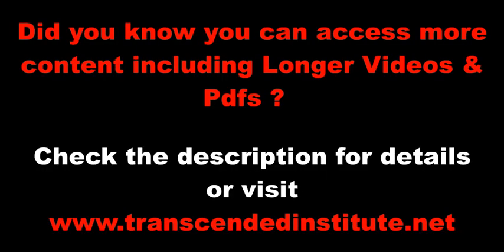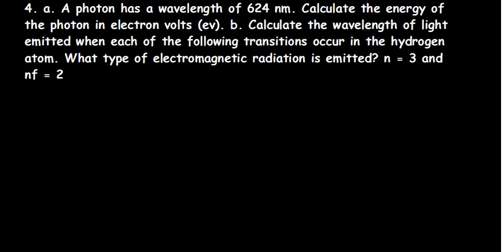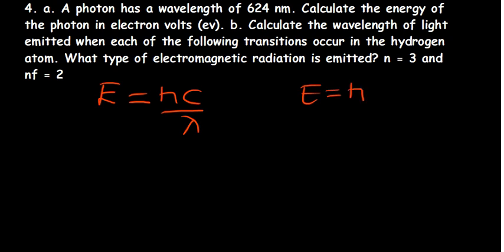Question 4. So part A says a photon has a wavelength of 624 nanometers. We need to determine the energy of the photon in electron volts. Whenever you're given the wavelength or the frequency, the formula that needs to come to mind is Planck's formula. In terms of wavelength, this is the way it comes out. In terms of frequency, we have a product of Planck's constant and the frequency.